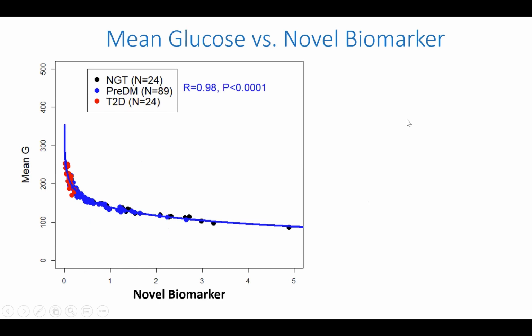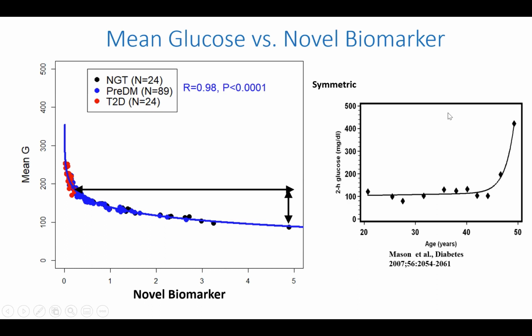So this is the result that I want to show today. The x-axis is a novel marker, which I'm going to explain today. The y-axis is mean glucose. As we see, the glucose changes slightly and shoots up. But as you can see, the change of the new biomarker dramatically decreases from the normal to the red one, but glucose does not increase much. Okay?